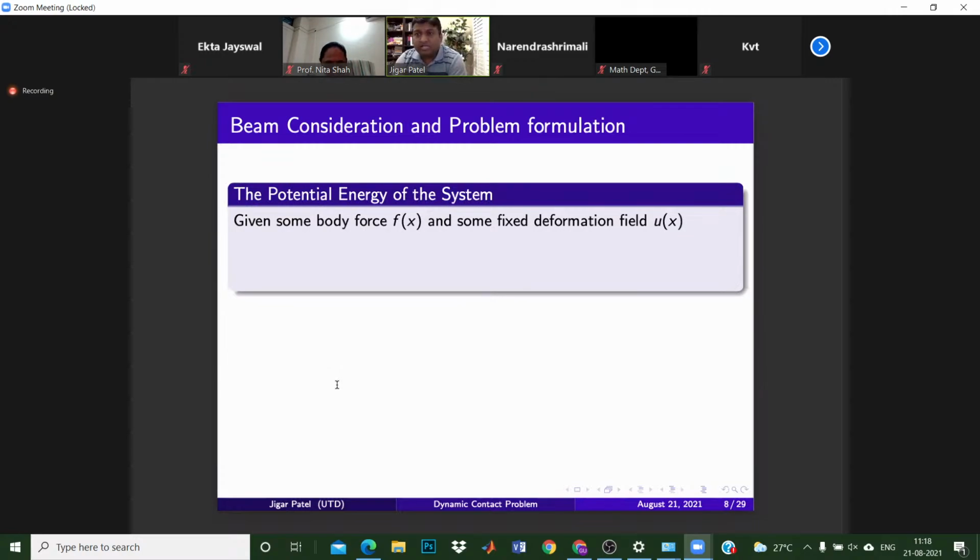All right, so now here is the problem formulation. For the potential energy, we are going to start with something very simple and straightforward. Given some body force, when you apply a force on a free end of the beam, you will get some deformation field. The assumption is that when you apply the load, the beam is going to deflect and take some sort of shape, and we are going to make some assumption on the shape based on the standard available principles.